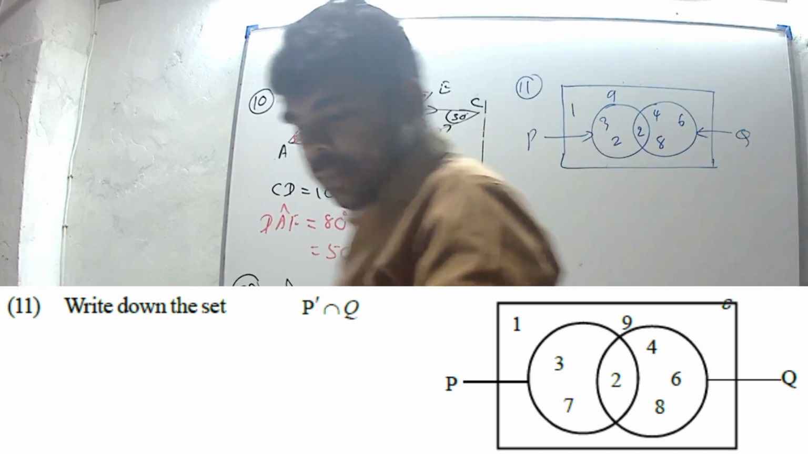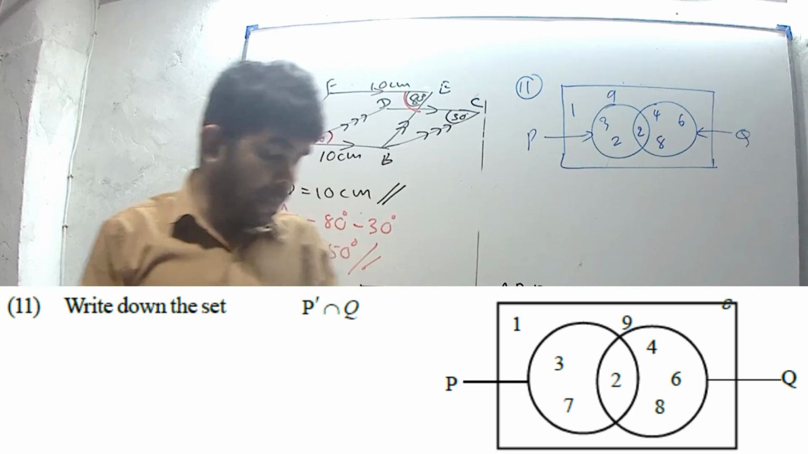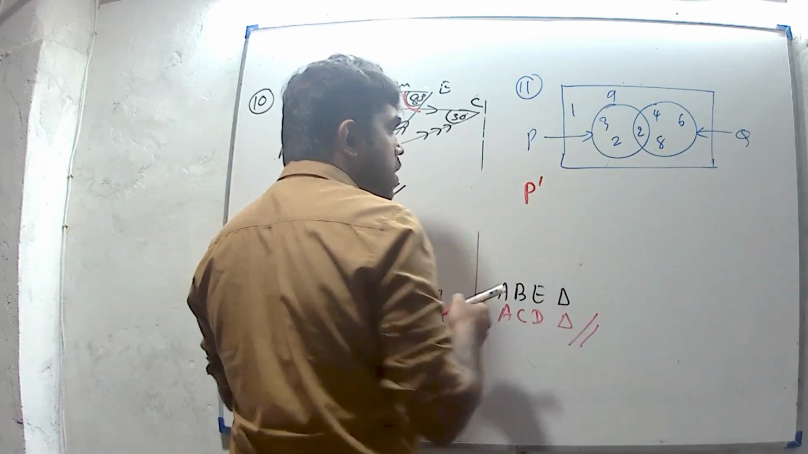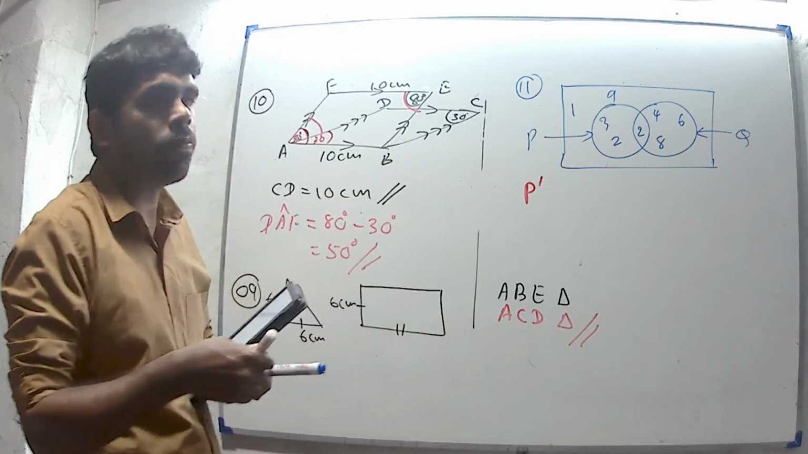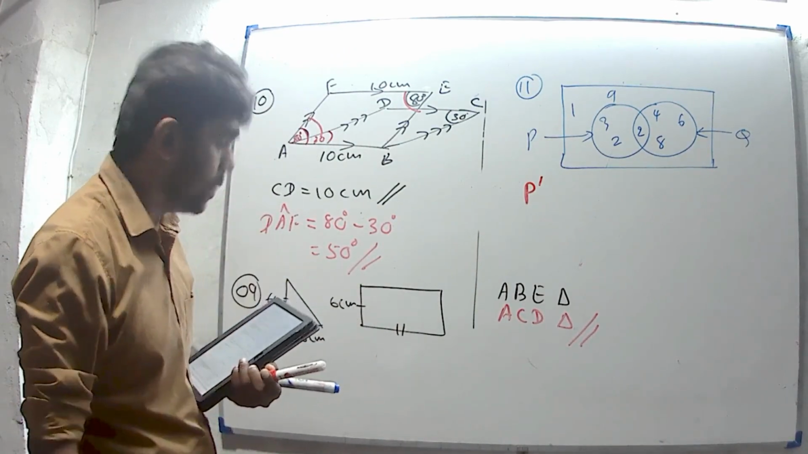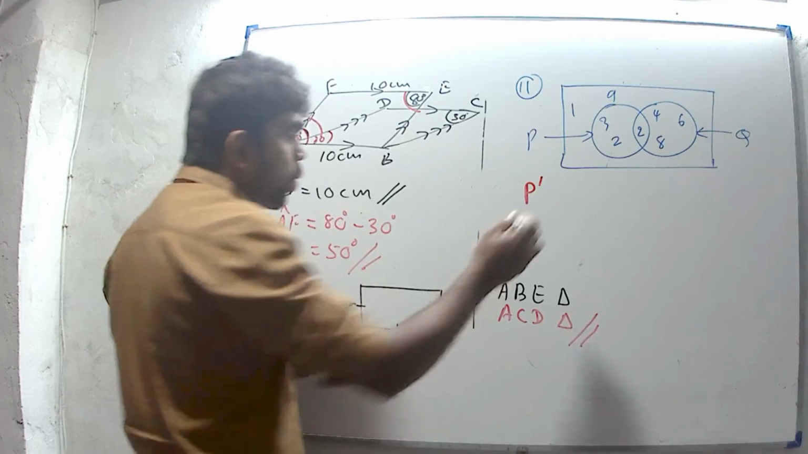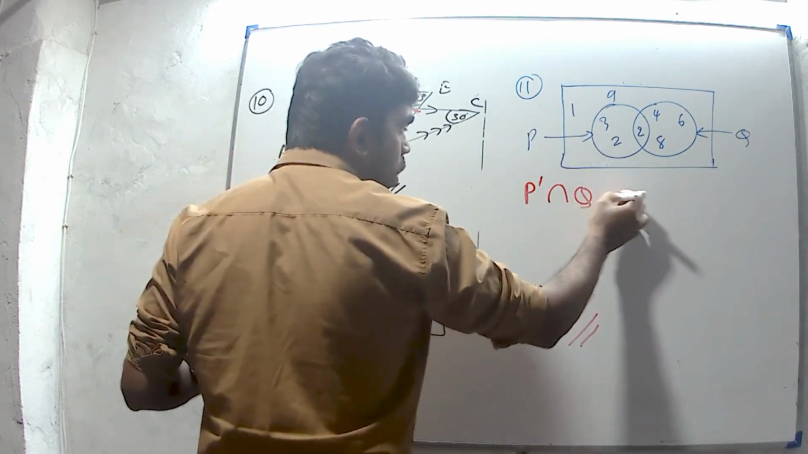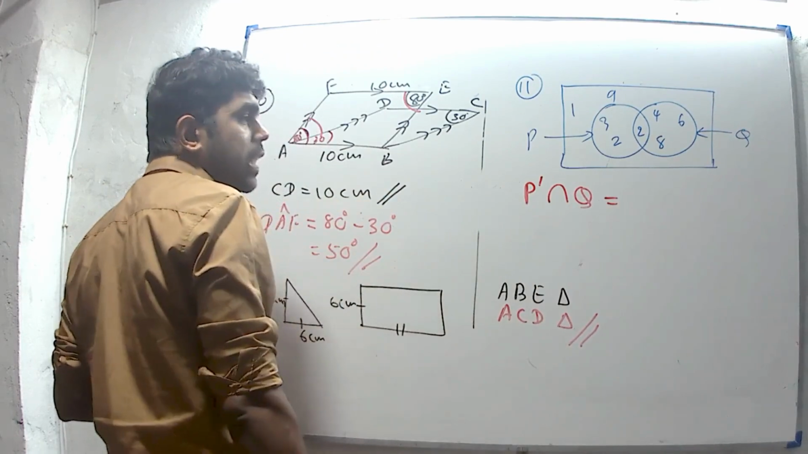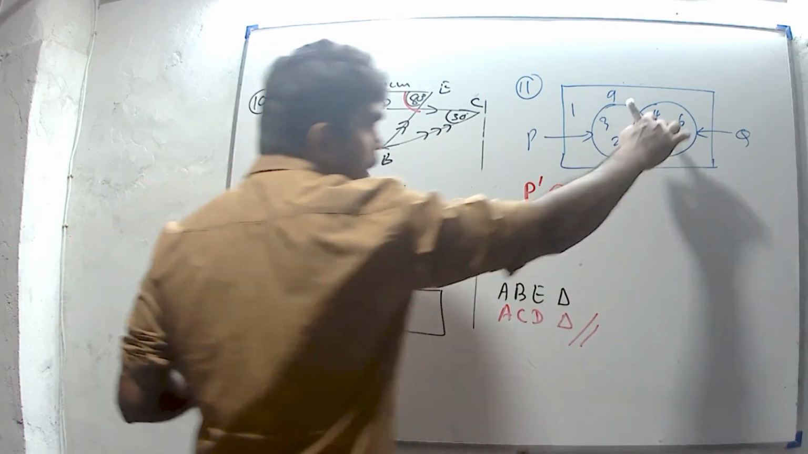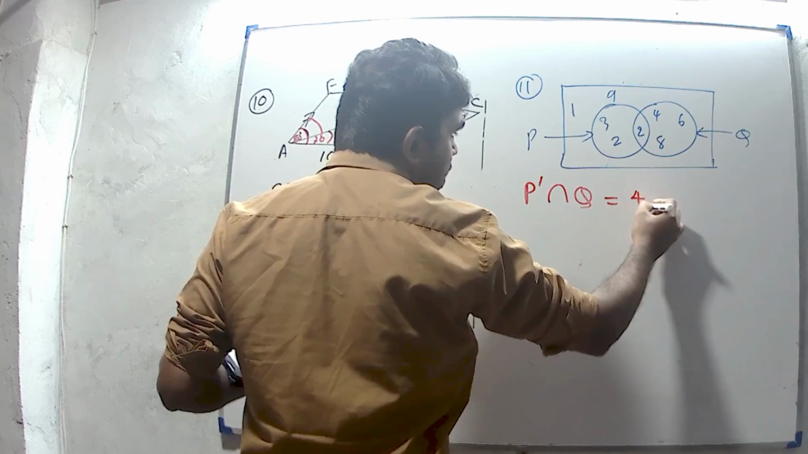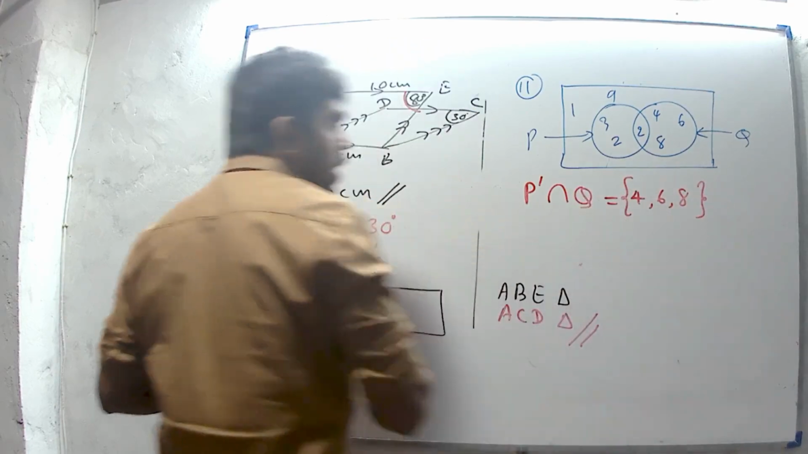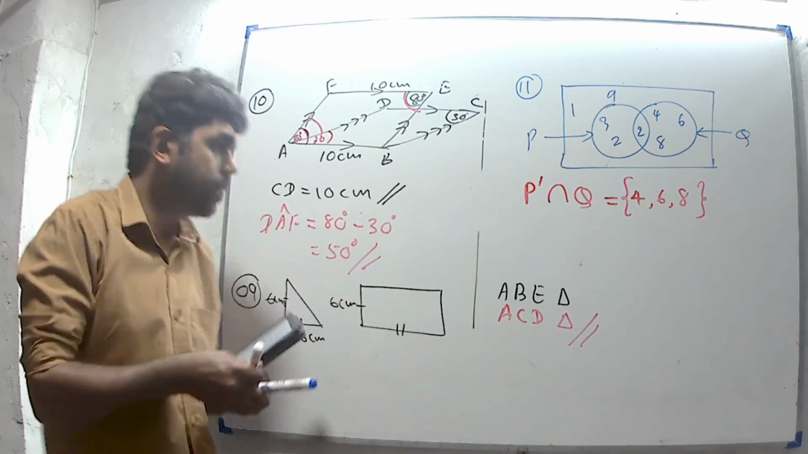In question number 11, they have given a Venn diagram like this. Write down the set complement of P intersection Q. Complement of P means elements not belonging to P, intersection Q, but belonging to Q. Not belonging to P but belonging to Q. Then we have to write 4, 6 and 8. It is a set, therefore we have to write the elements within curly brackets.